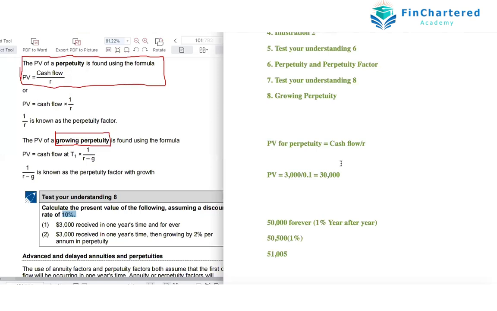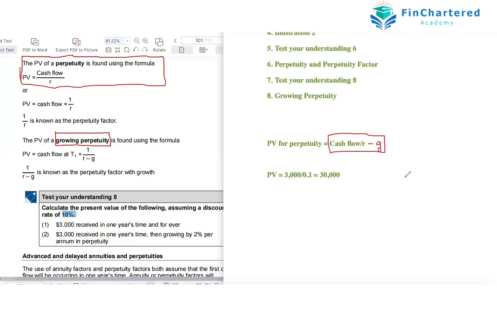Now, how do you get the calculation? Remember, it's very, very simple. Go back to the formula. What did I say? It was cash flow divided by R. Here, you'll just add the growth to it. Basically, what you will do is cash flow divided by R minus the yearly growth. That's it. You've literally just added that red part which I've highlighted. R is 10%, growth is 2%.